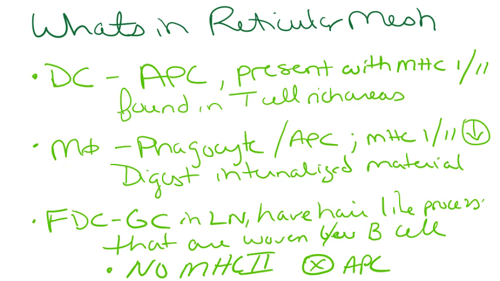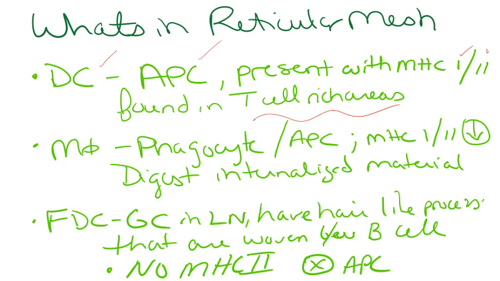So what is reticular mesh? Well, remember, we have 4 different types of reticular cells. They secrete the reticular fibers that consist of collagen type 3. We have dendritic cells, which are antigen-presenting cells. They present with MHC class 1 and MHC class 2, and they're found in the T-cell rich areas, which would make sense because we want to activate CD4 and CD8 with our dendritic cells.